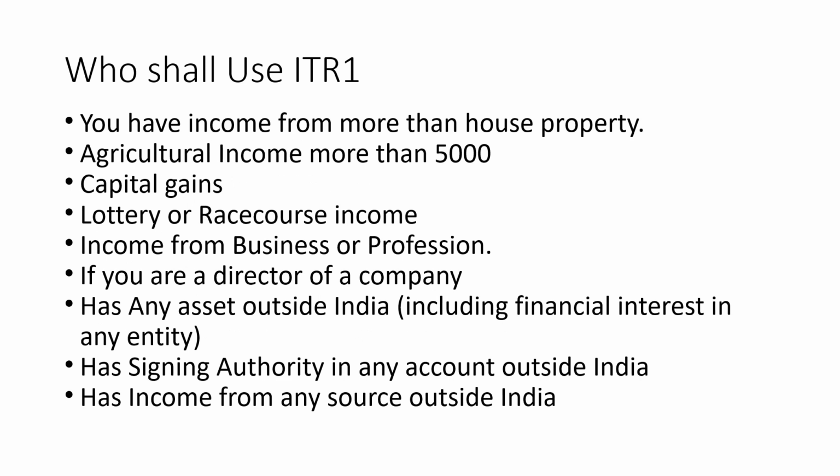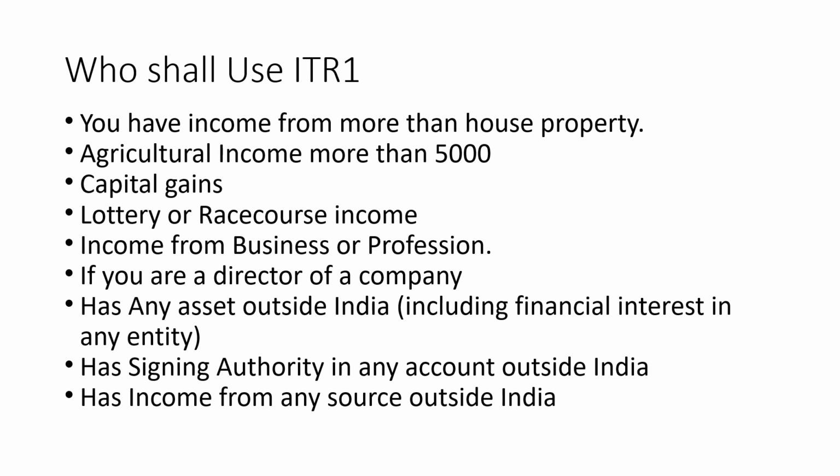And it's as important to know who shall not use ITR-1. Okay, so sorry for the typo here. The header should be who shall not use ITR-1. If your income from house property comes from more than one house, you will not be able to use ITR-1. If your agriculture income is more than 5,000, then also you will not be able to use ITR-1.